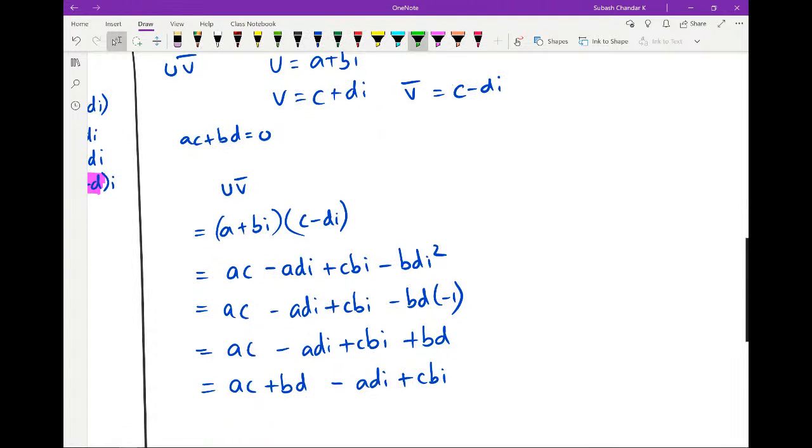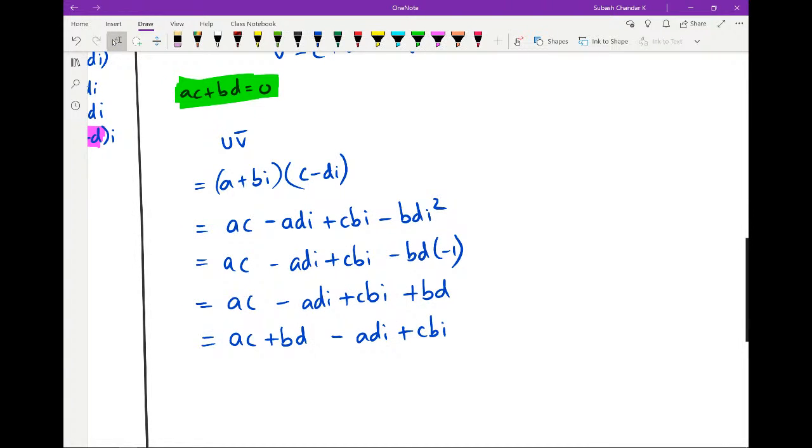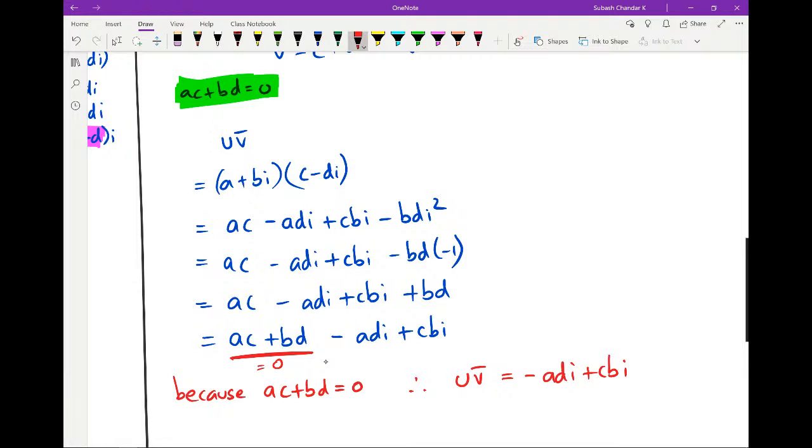Now we proved in the previous part that AC plus BD equals 0. So because AC plus BD equals 0, therefore U conjugate V is equal to, so this entire part here is equal to 0. So we're going to get ADI plus CBI, so it is purely imaginary.